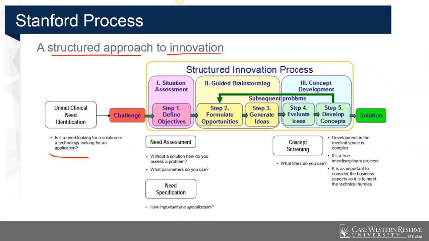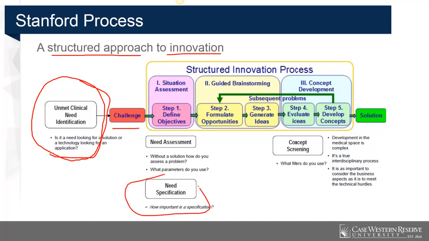So again, you see in this structured innovation process, what's at the beginning? Yep, the unmet clinical need, and then that translates into a challenge. So some of the things we're going to be doing is looking at the need specification and the need assessment. So the very first third of the course is going to be structured on this left-hand side, where we're really just going to be focused on the need assessment. So hang on to your hats, because this is something we're going to go through.